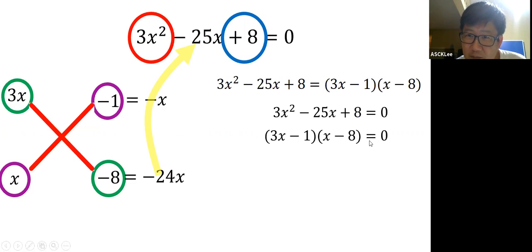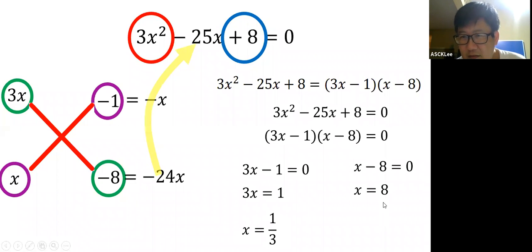Rewrite your left side and then apply the zero product property, and you get your solution as 1 over 3 and 8. Simple, right? Very, very simple. I hope you're getting the hang of this, all right? Because it's so super simple.